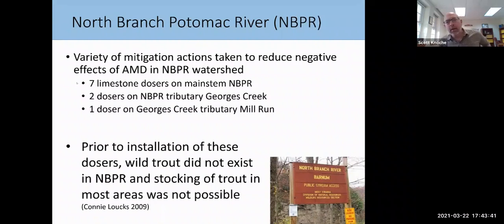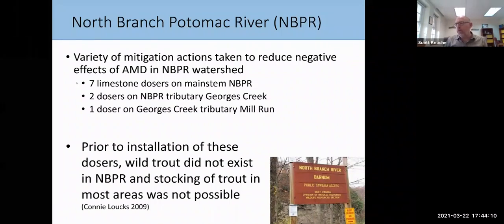They have these big concrete structures called limestone dosers in many places that the stream water runs through. The limestone neutralizes the acidic water, so it raises the pH and the fish can come back and survive in the stream, and other animals as well, of course. There are 10 of these dosers on the North Branch Potomac River or the surrounding watershed and system of water bodies. Before you had these, you couldn't go fishing in this water. You probably wouldn't want to put your foot in the water. It was a very toxic water body, frankly.